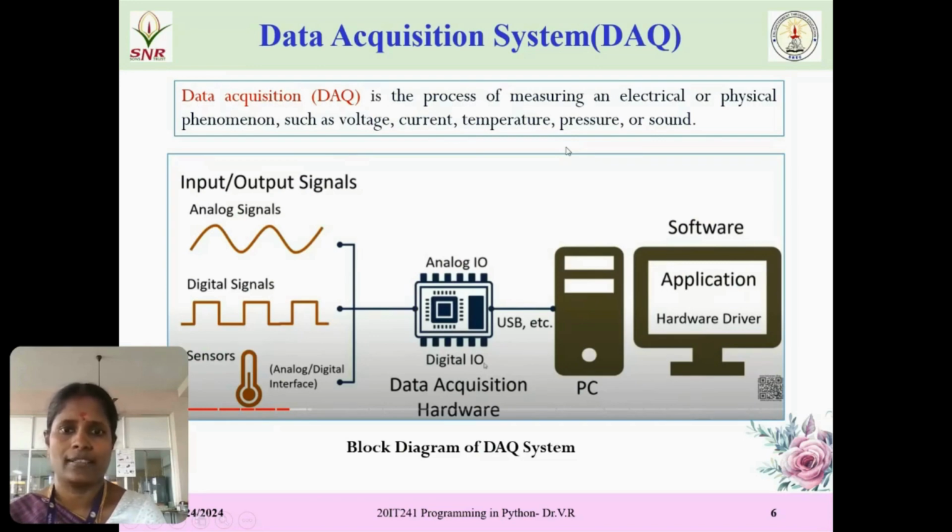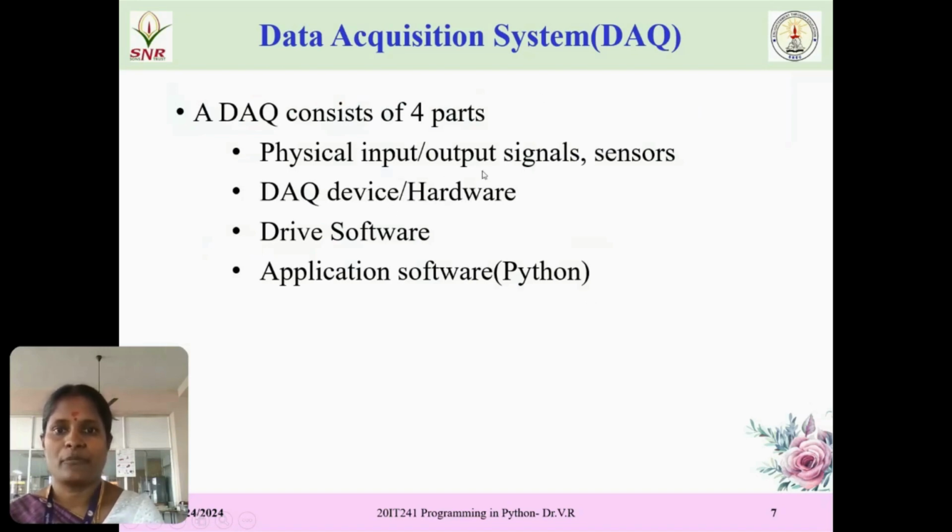Data acquisition system. A DAQ system is most widely used with LabVIEW in the process of measuring electrical and physical parameters such as voltage, current, resistance, temperature, pressure, sound, torque, etc. A DAQ system consists of four main parts: input-output signal, data acquisition hardware, PC, and software connected to a system. Input may be analog or digital in nature, or real-time data from the signal that may be analog or digital. So DAQ consists of both analog input-output ports and digital input-output ports that are connected through USB to a PC. So these are the four main parts: physical input-output sensor, DAQ device or hardware, driver software, and application software with Python. Now we are seeing how the LabVIEW environment is connected to a thermocouple.